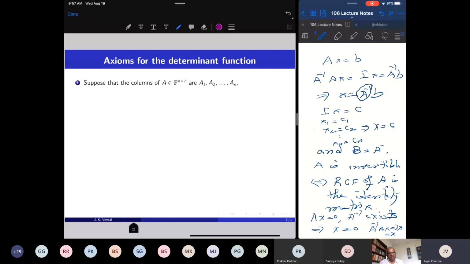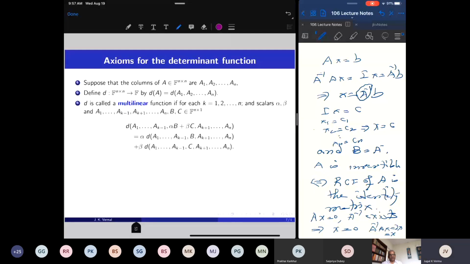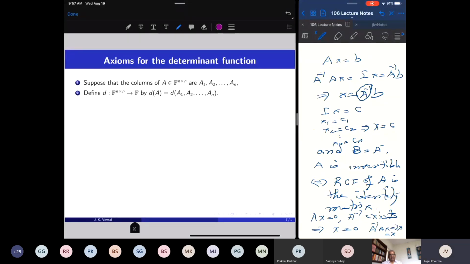So suppose the column vectors of the matrix are a1, a2, ..., an. We will think of determinant function or determinant like function as a function on the column vectors of the matrix. Okay. So we have the space of all n by n matrices. So n is fixed, and then we are thinking of the determinant function as a function of the column vectors. So write the column vectors a1, a2, ..., an. We'll define this function D(A) to be D(a1, a2, ..., an).